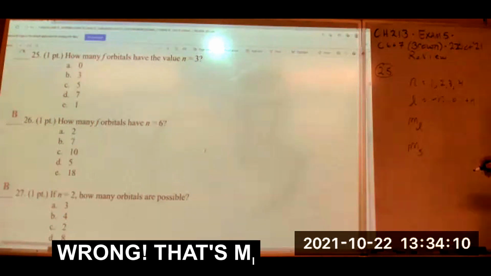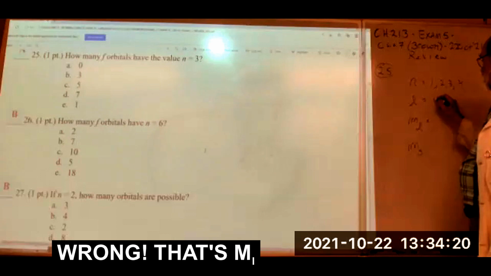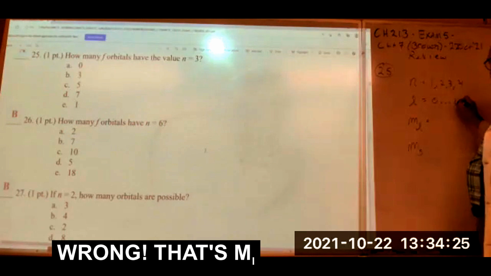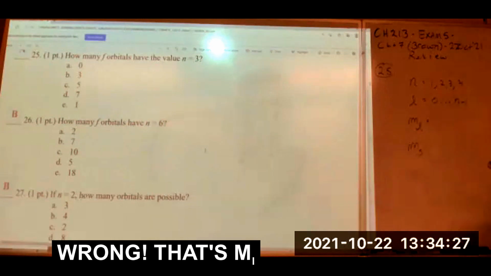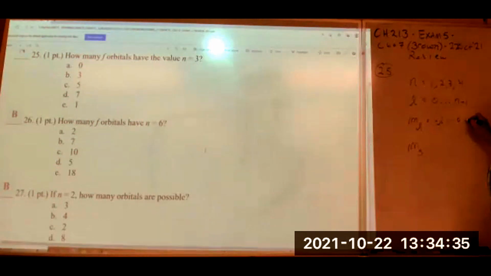L can be any one of these: we start from 0 to n minus 1. How about m sub L? Well, we take minus L, 0, plus L in whole number increments. And then the spin one can be either 1/2 or -1/2.